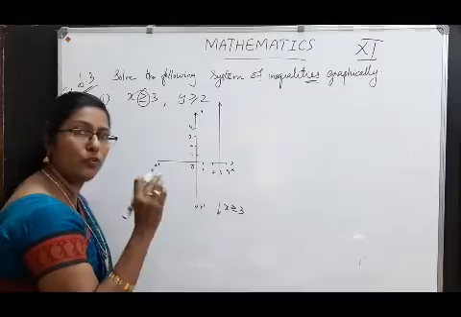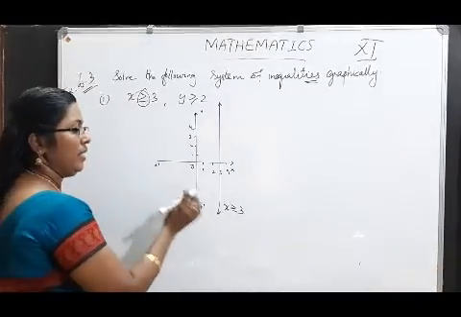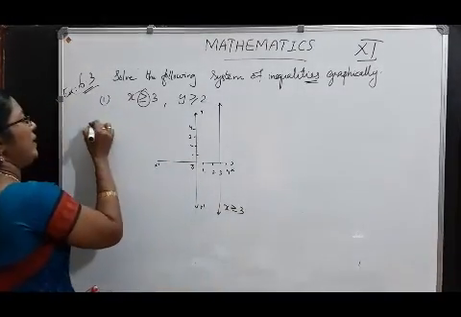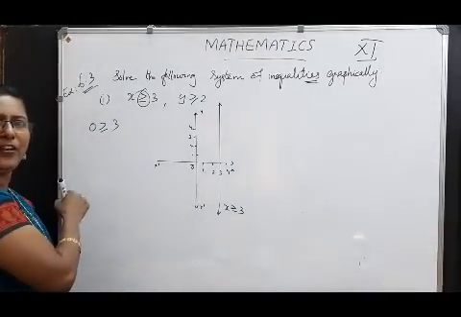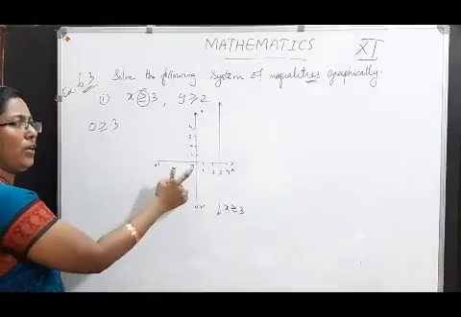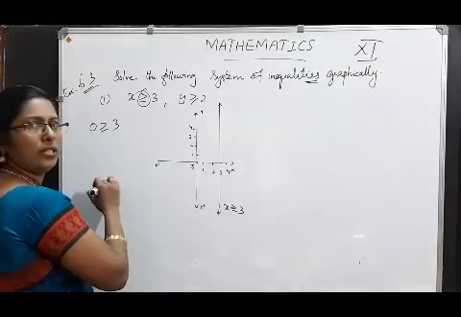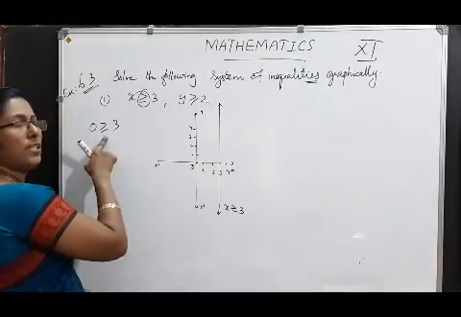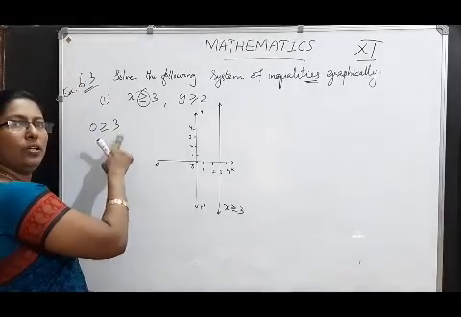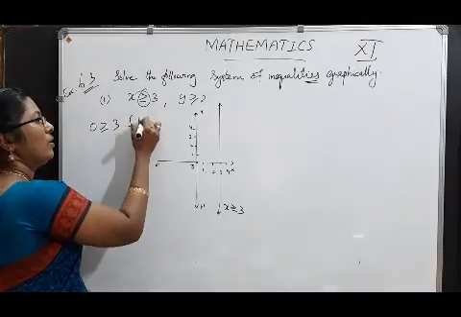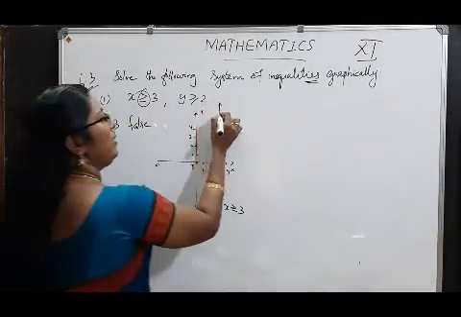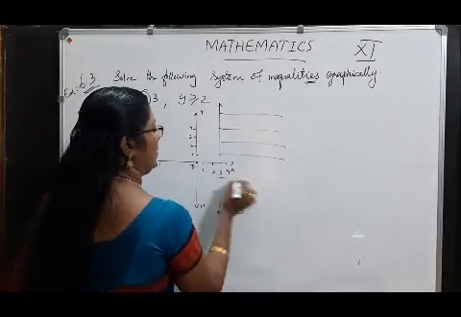To find the region for x greater than or equal to 3, substitute 0: is 0 greater than or equal to 3? Here 0 represents the origin. No, it is false. So the region is on the other side, this is the region.